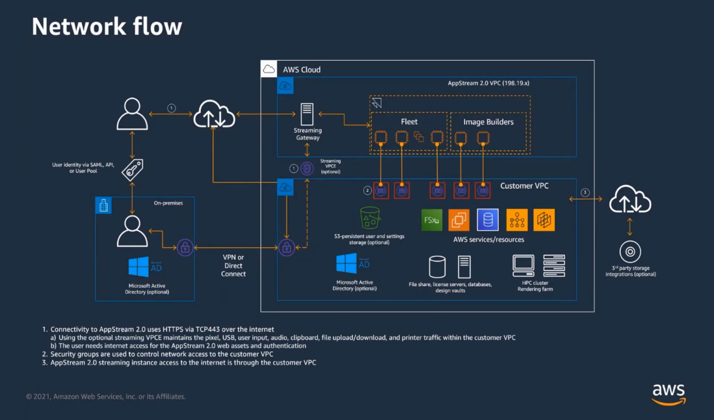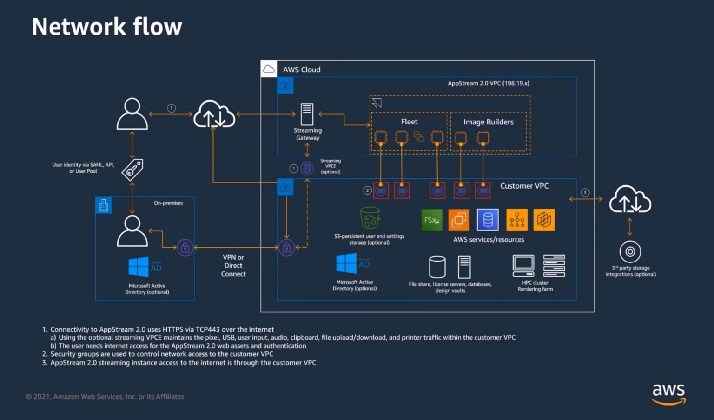Now that I've been authenticated against AppStream 2.0, that streaming gateway will then connect me to the fleet that's associated with my AppStream stack. That fleet, just like Workspaces, will persist itself into the customer VPC through a network interface that, again, has similar security controls such as security groups and subnetting, to control discrete access to your services.